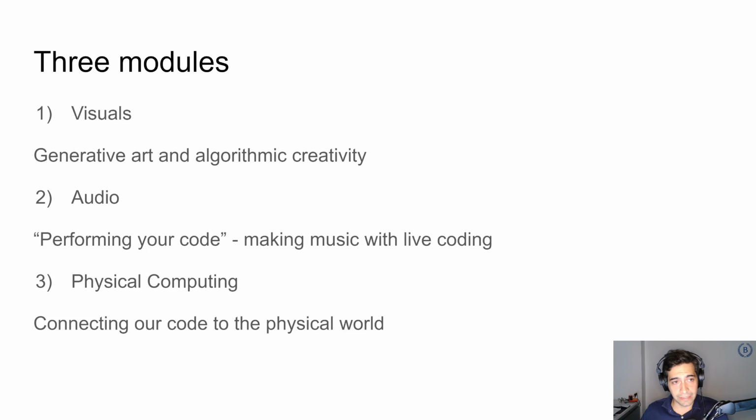So the context part of Computing in Context lasts about 6 weeks, and in the arts context we have 3 modules. Those 3 modules will each last roughly 2 weeks. Initially, we're going to start with visuals, and here we're going to explore generative art and algorithmic creativity.